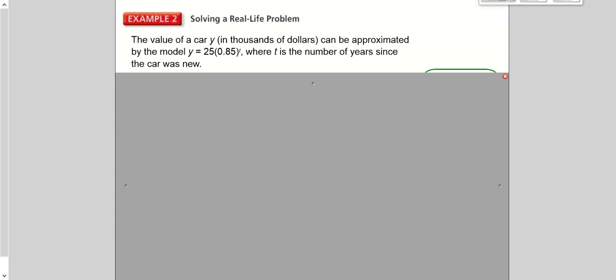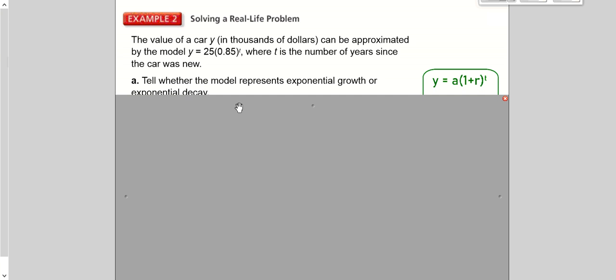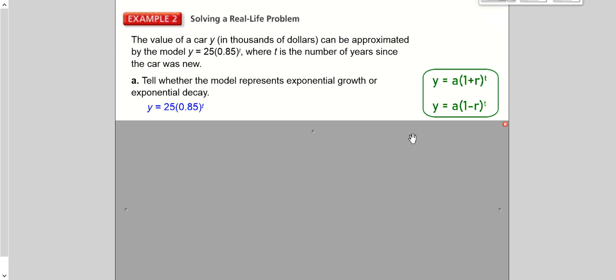Example 2, solving a real life problem. The value of a car y in thousands of dollars can be approximated by the model y equals 25 times 0.85 to the t power, where t is the number of years since the car was new. Part A. Tell whether the model represents exponential growth or exponential decay.